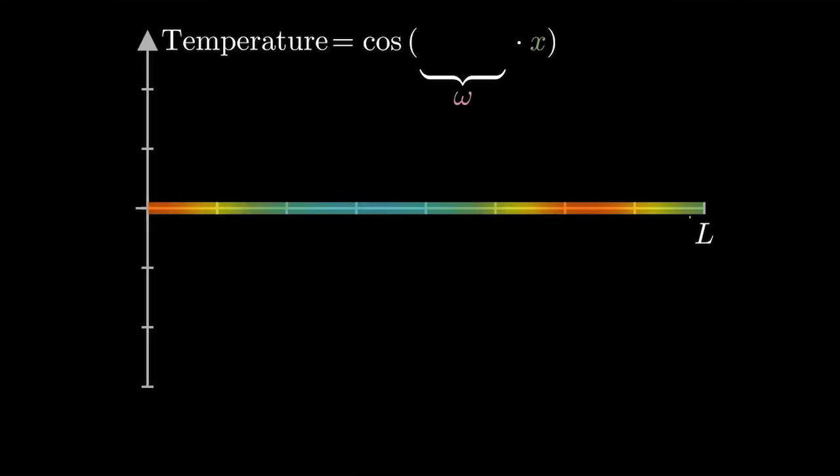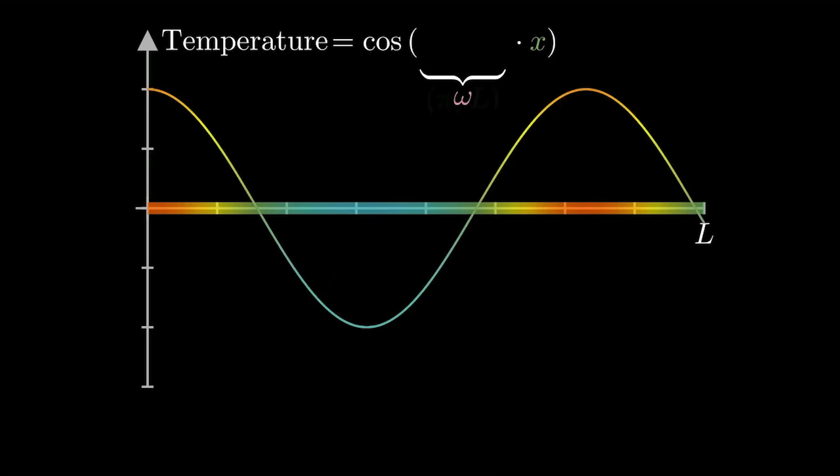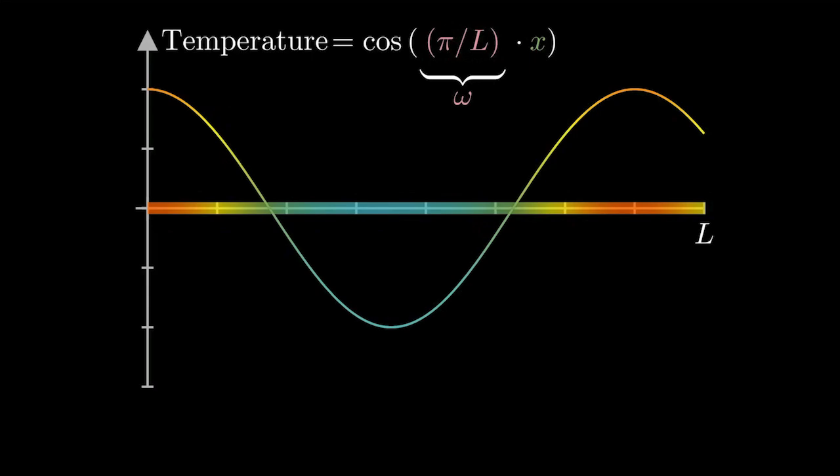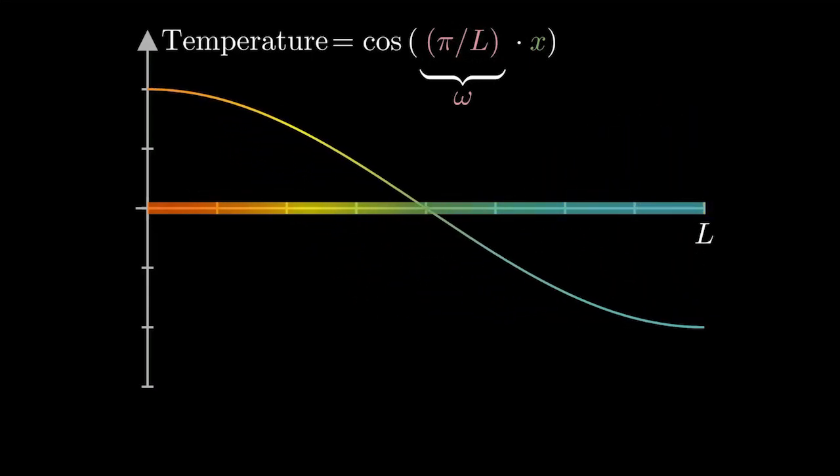If the length of the rod is L, then the lowest frequency, where that rightmost point of the distribution will be flat, is when omega is equal to pi divided by L. You see, that way, as x increases up to the value L, the input of our cosine expression goes up to pi, which is half the period of a cosine wave.